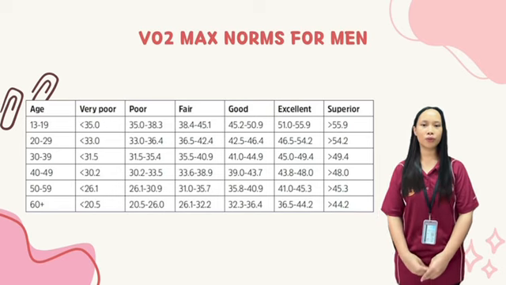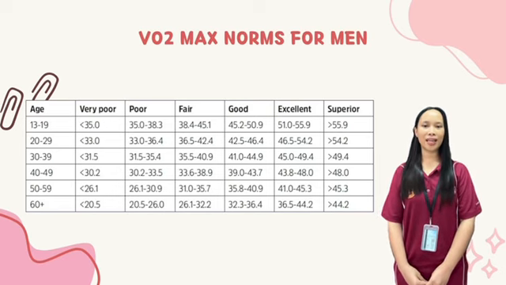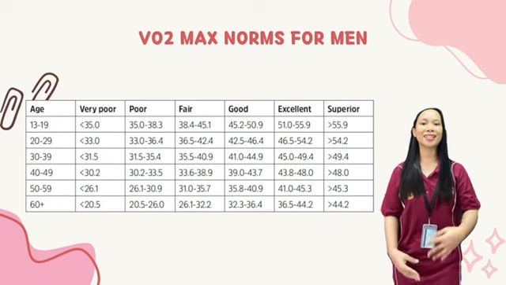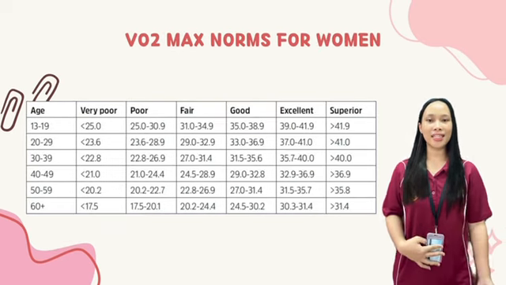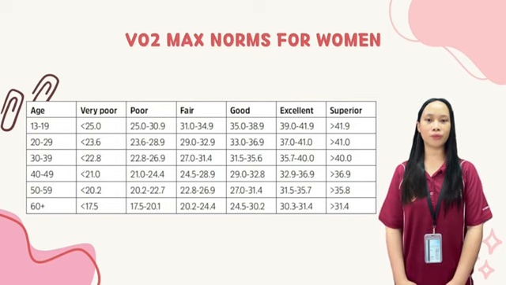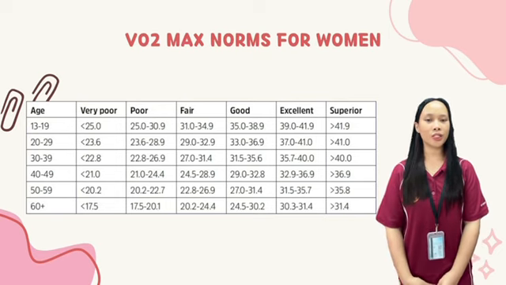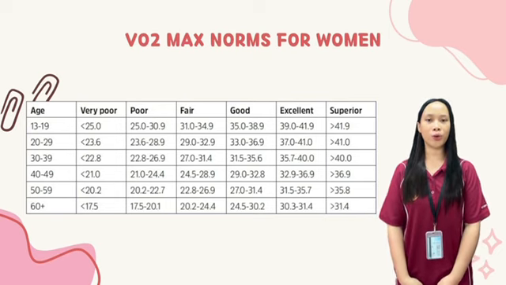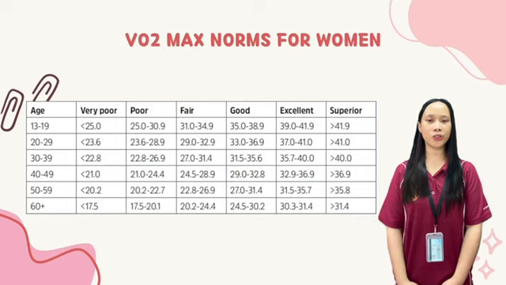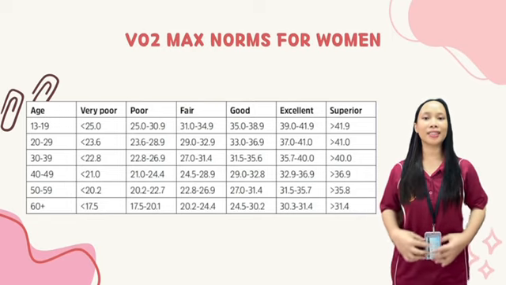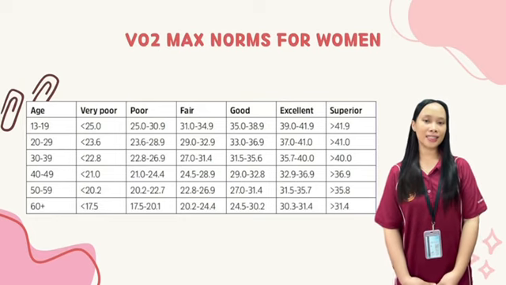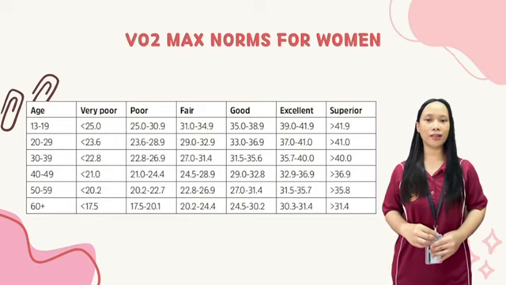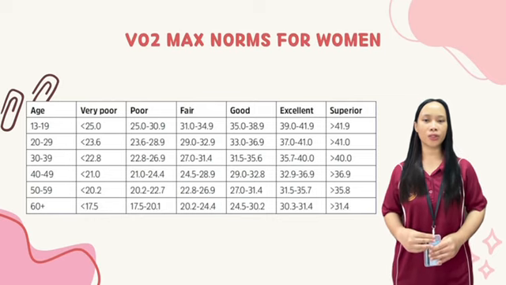It's useful for tracking progress and setting fitness goals. So next, here we have the VO2 max norm for women. VO2 max measures how well our body uses oxygen during exercise. The higher it is, the better our fitness. This table shows the average level for different age groups.